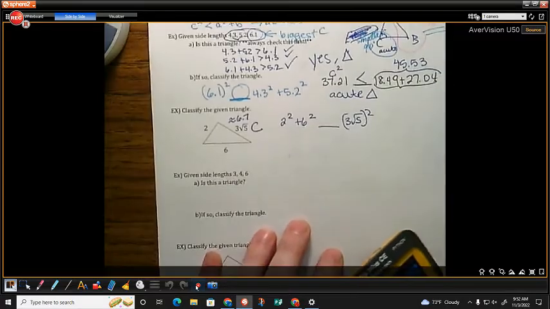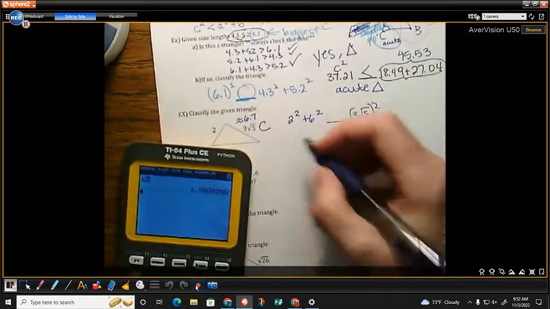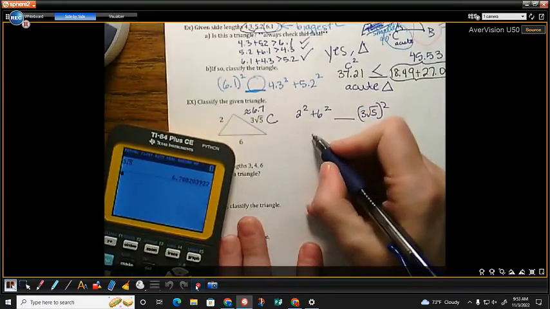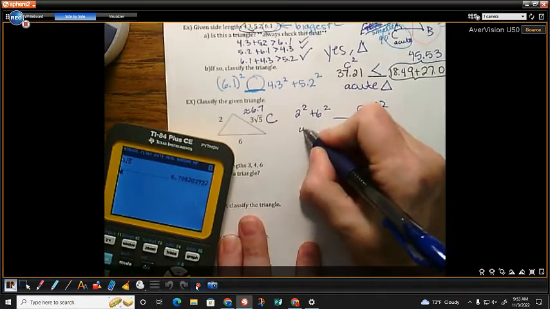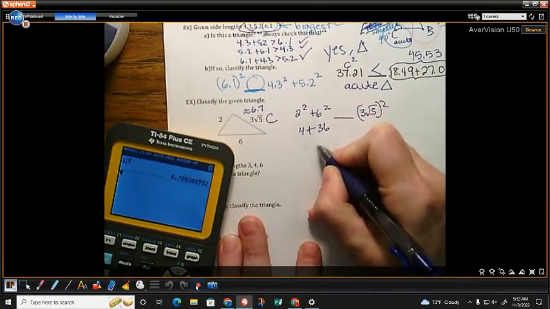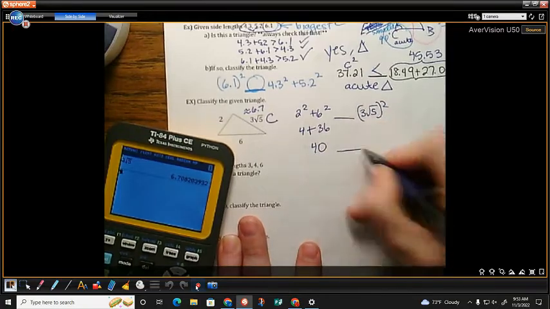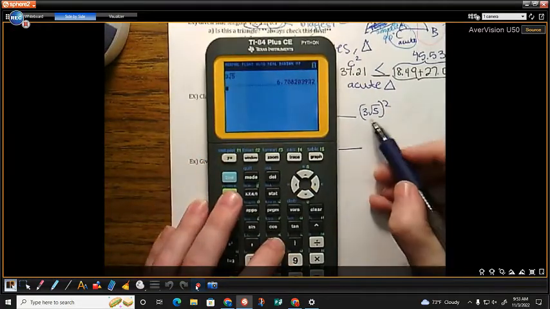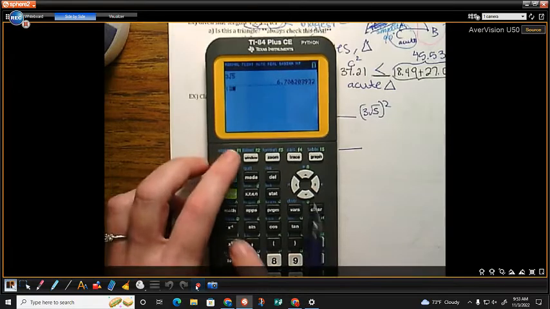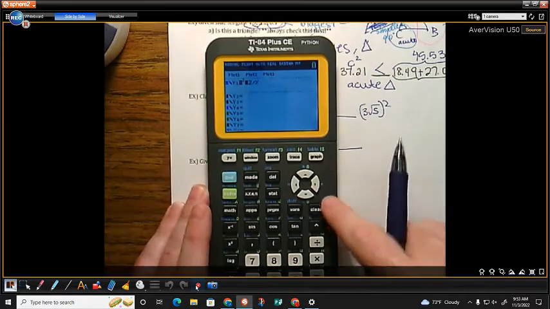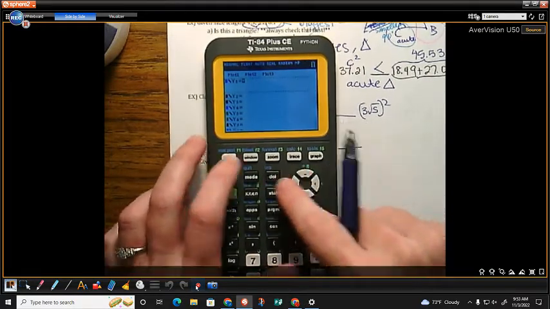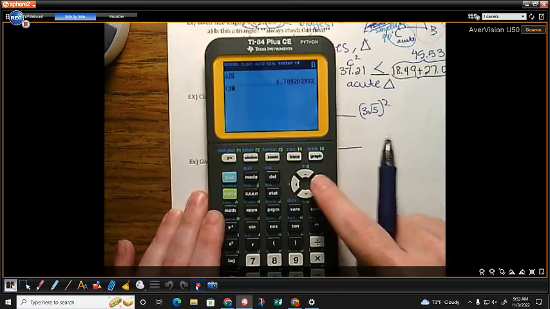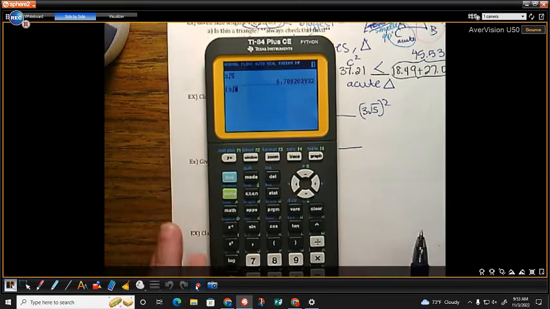So now you're ready to put it in. This side you don't need a calculator for. What's 2 squared? 4. What's 6 squared? 36. Which together makes 40. To do 3 root 5 squared, you're going to put a parentheses. You're going to do 3 root, see, I already screwed up. Clear, second quit. So 3, second, square root, 5.